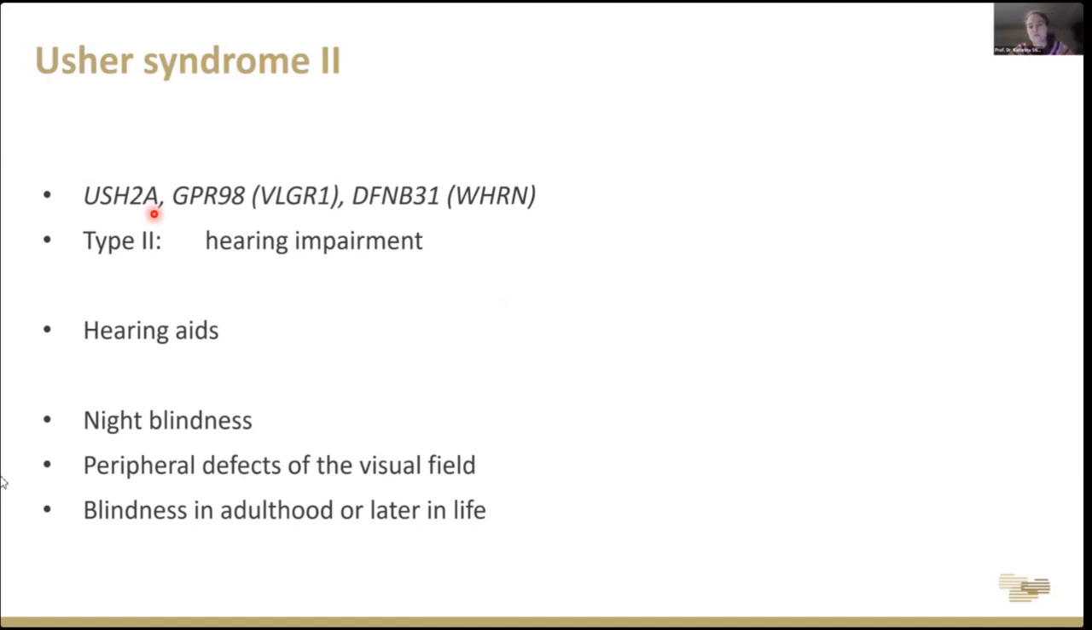And again, retinitis pigmentosa starts with night blindness or peripheral defects of the visual field, and the blindness per se is expected later than in Usher syndrome 1.